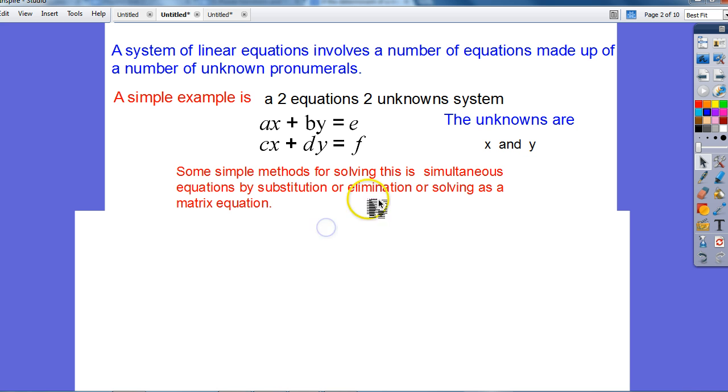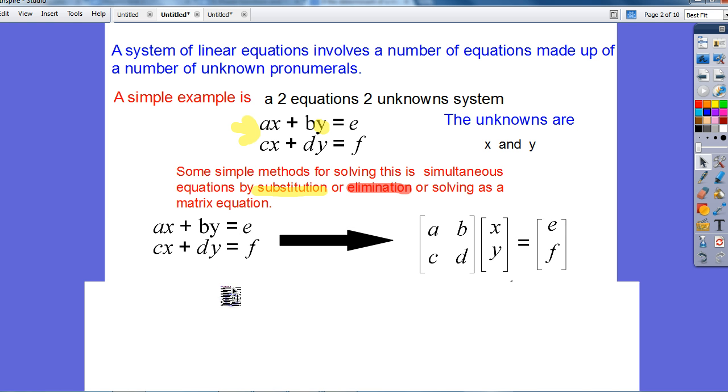So solving simultaneously, we could do that using the substitution method. That means looking at one of the equations, transposing for y, and then substituting that into the other equation, or the elimination method. The elimination method is where we try to match the equations by having common multiples and eliminating one unknown and solving for the other, or the matrix solution.